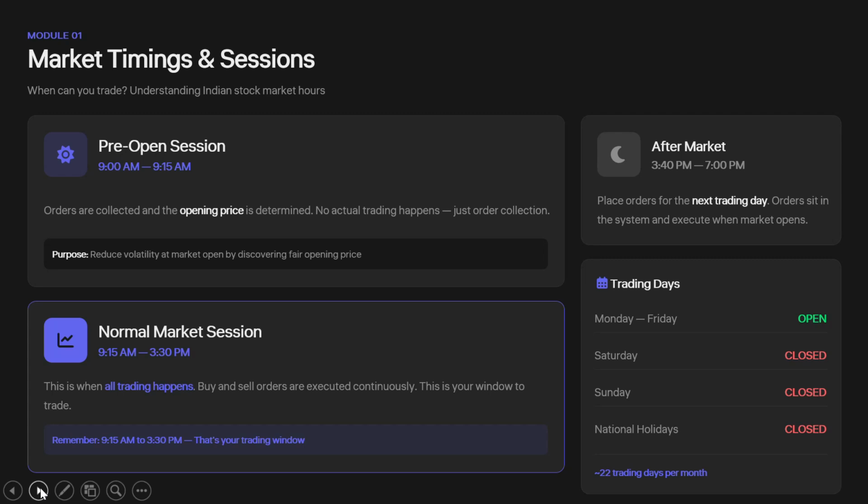The main market session is 9:15 a.m. to 3:30 p.m. This is when all trading happens. After 3:30, you can place aftermarket orders for the next day. One important thing to remember, 9:15 a.m. to 3:30 p.m., that is your window, and you have approximately 22 trading days per month.